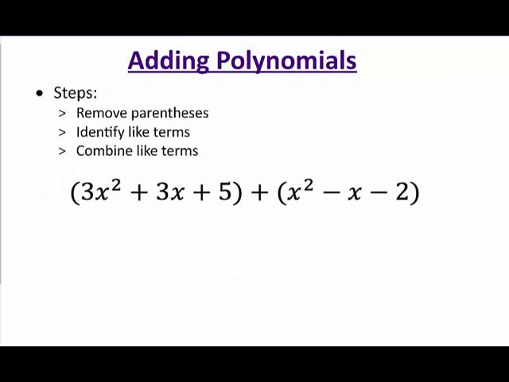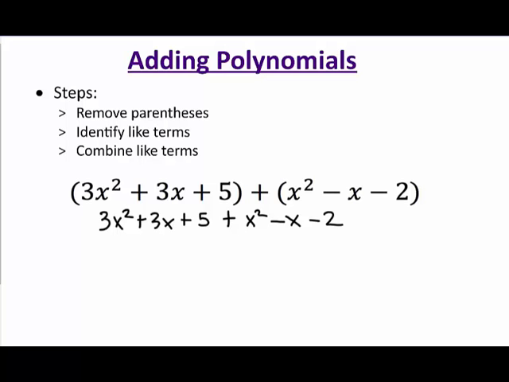Let's talk about adding polynomials. We have our steps, and then we have our example. The steps are to remove the parentheses, identify the like terms, and combine the like terms. So the first thing that I'm going to do is remove the parentheses and rewrite my expression. So I've got 3x squared plus 3x plus 5, plus my second set of parentheses, x squared minus x minus 2.